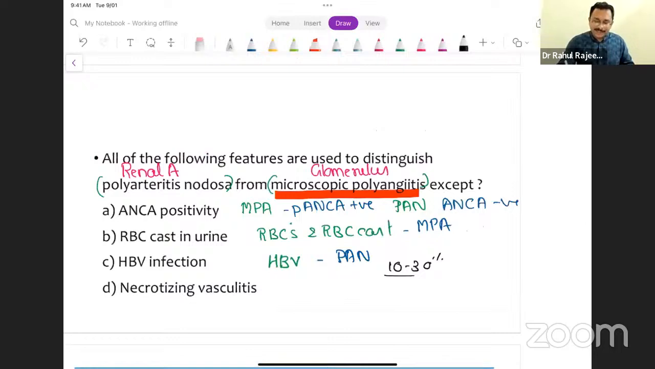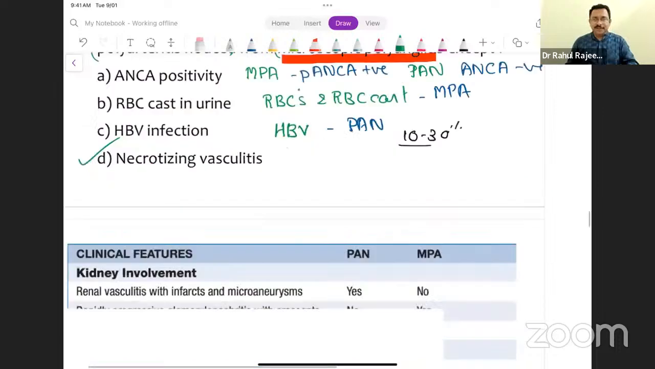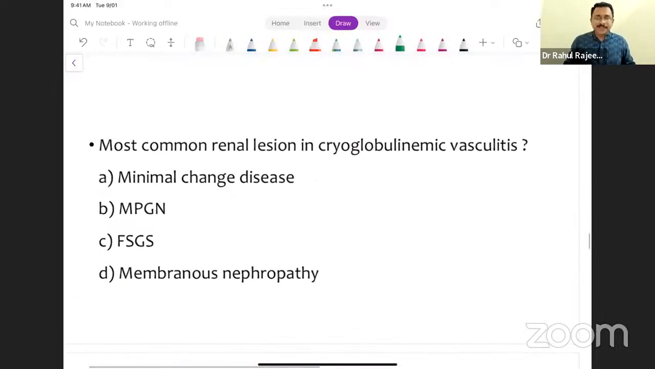Okay, so the last point is necrotizing vasculitis. Remember, both polyarteritis nodosa and microscopic polyangiitis have necrotizing vasculitis. So they're asking all the features are used to distinguish except. If this feature is common to both conditions, how will it help to differentiate? It will not help to differentiate. Fine, perfect. Next question, what is the most common renal lesion in cryoglobulinemic vasculitis? Is it minimal change disease, MPGN, FSGS, or membranous nephropathy?